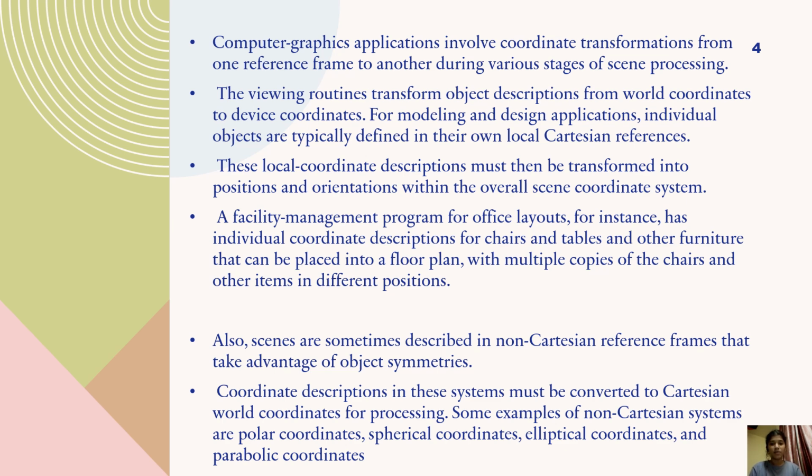A facility management program for office layout, for instance, has individual coordinate descriptions for chairs, tables and other furniture that can be placed into the floor, with multiple copies of the chair and other items in different positions. Also, scenes are sometimes described in non-Cartesian reference frames that take advantage of object symmetries. Coordinate descriptions in these systems must be converted to world coordinates for processing. Some examples are polar coordinates, spiral coordinates, ecliptic coordinates and parabolic coordinates.